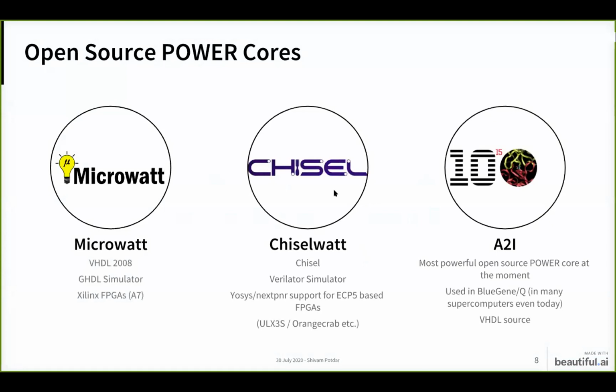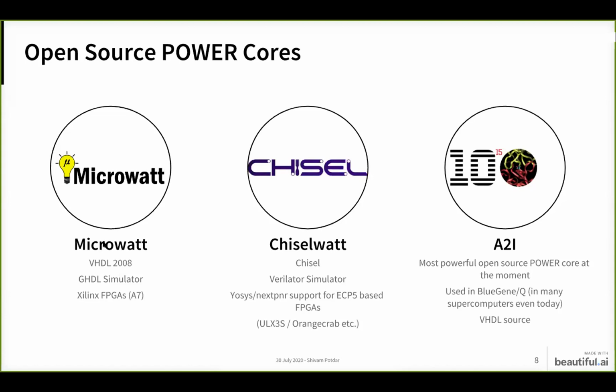And these are 3 open source Power cores. There might be others too. I'm not sure, but these are the popular ones. One is Microwatt, one is Chiselwatt, and one is A2I. Microwatt and Chiselwatt are in some sense small scale. They are more suitable to be called soft cores, which are meant for FPGA implementations. I don't think there has been a silicon implementation as of now. And yeah, both of these are open sourced on GitHub.